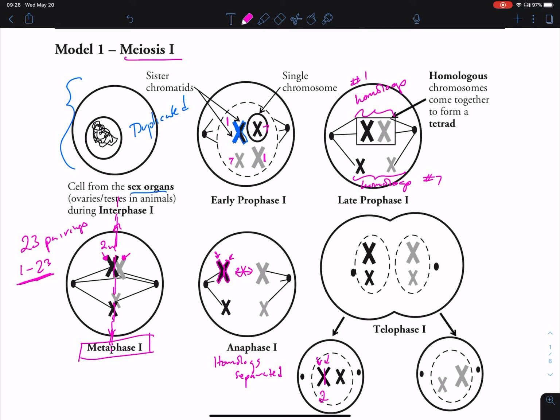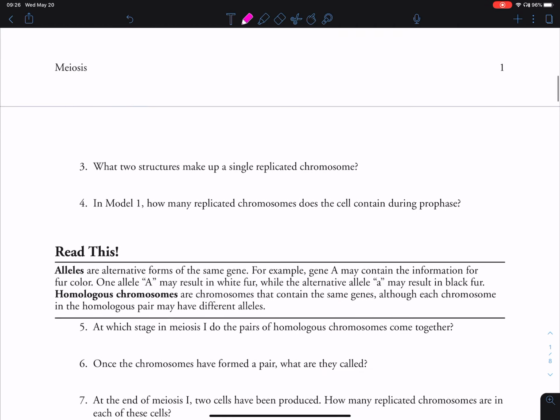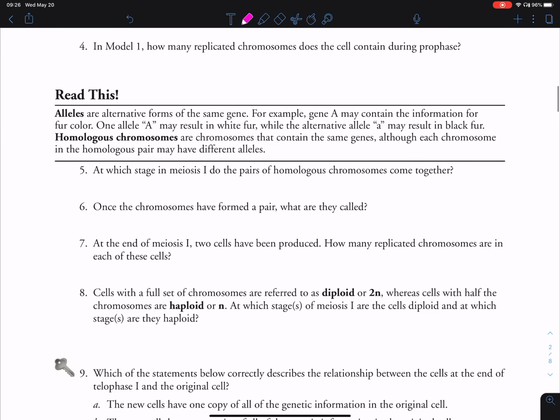So pulling the homologs apart is really important, and it allows these guys to be 1N, though they're 1N duplicated, right? It's 1N because you only have one version of the chromosome, because again, the sisters are identical, so they're technically the same version of the chromosome. All right, so hopefully that helps in terms of some of the answers there.